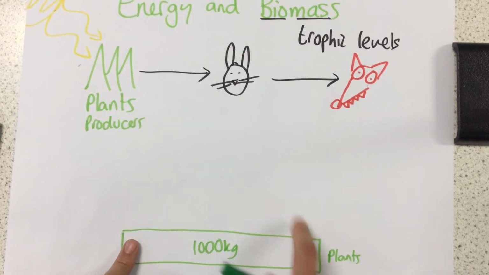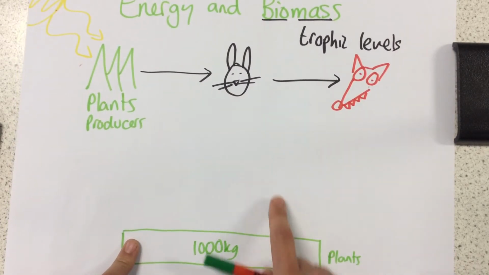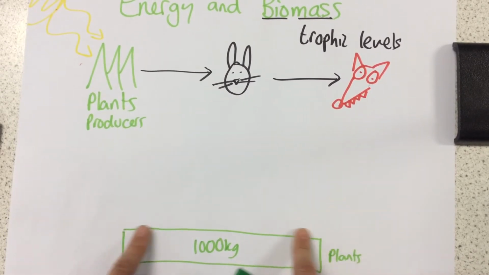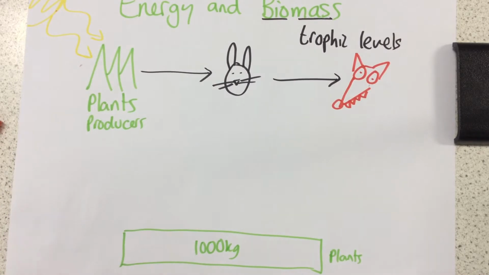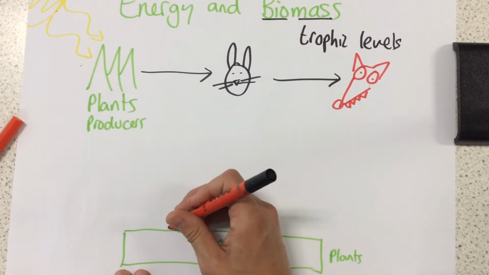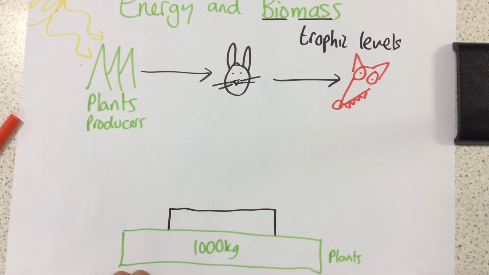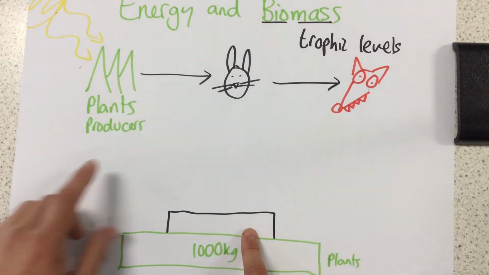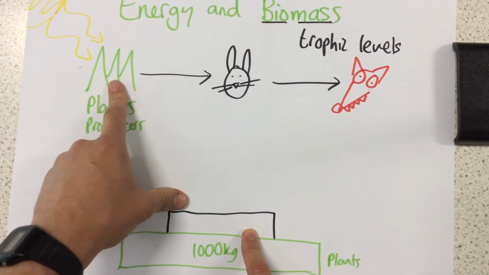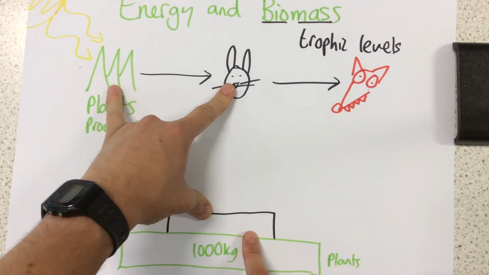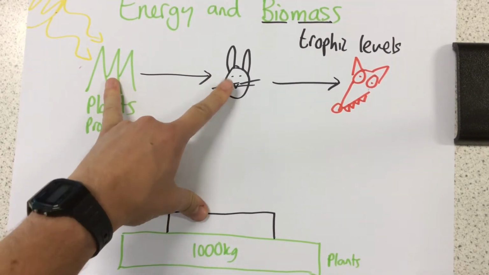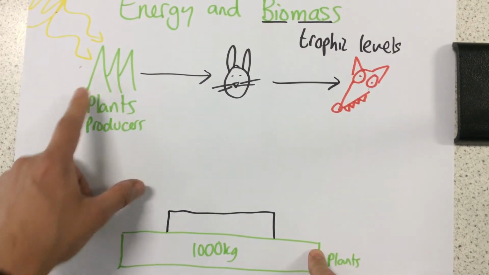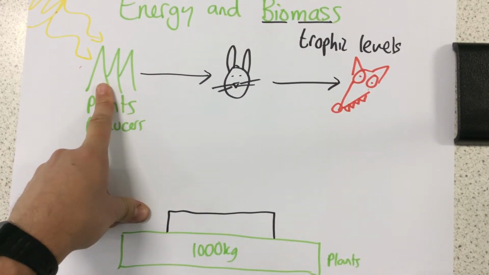How much mass would our rabbits have? Would it be the same? Would it be more? Or would it be less? Now the answer is less. Now this is because energy is lost from this stage to this stage. So as a result, we can't have exactly the same mass of rabbits being able to survive off these plants.